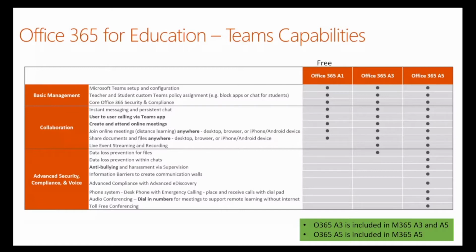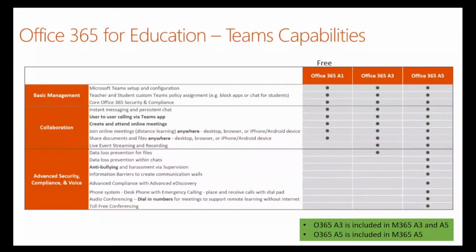So if you have Office 365 A3, that's included in M365 A3. And Office 365 A5 is included with M365 A5. So M365 A3 and A5, those are kind of super bundles. Think of them as including everything within that. So if you have M365 A5, you have every feature and product of Microsoft available to you. So that's the Big Mac of licensing packs out there. So that's kind of key.